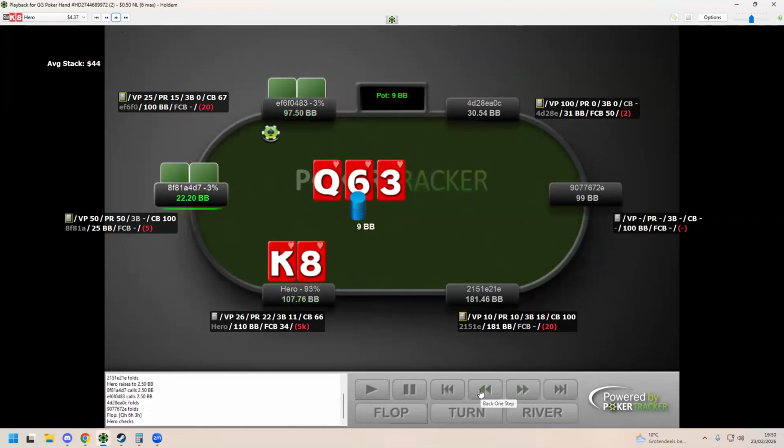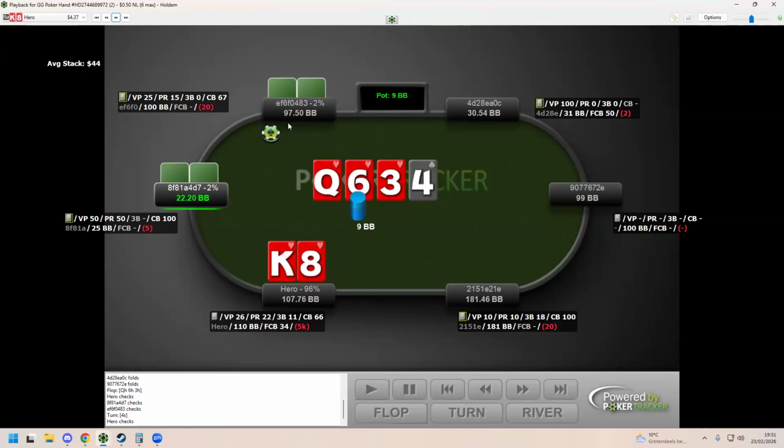So I end up checking the flop. I wouldn't check the turn, but it worked out. Let's check raise. I mean, if I check on the flop and then also check on the turn, I feel like people just want to steal the pot.